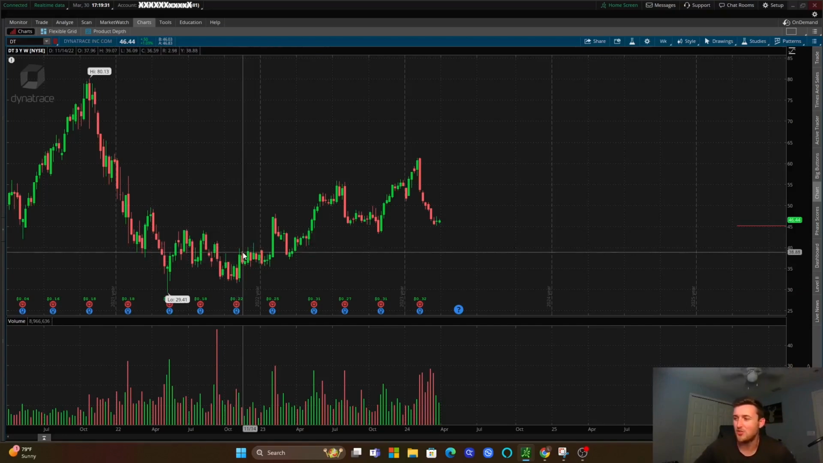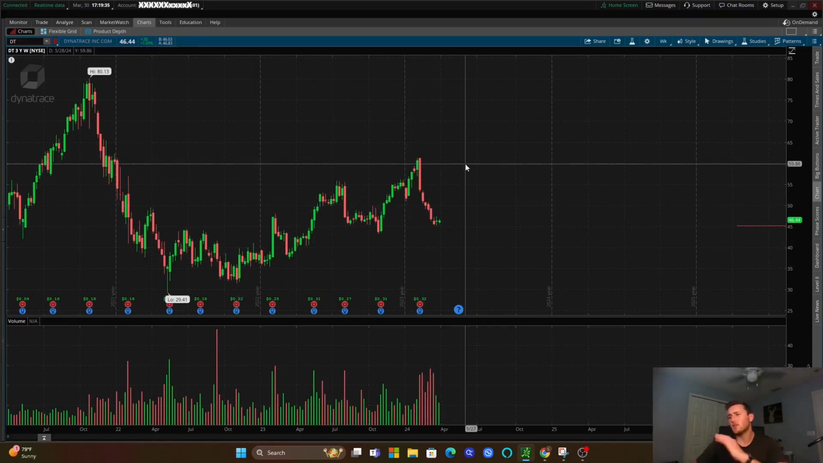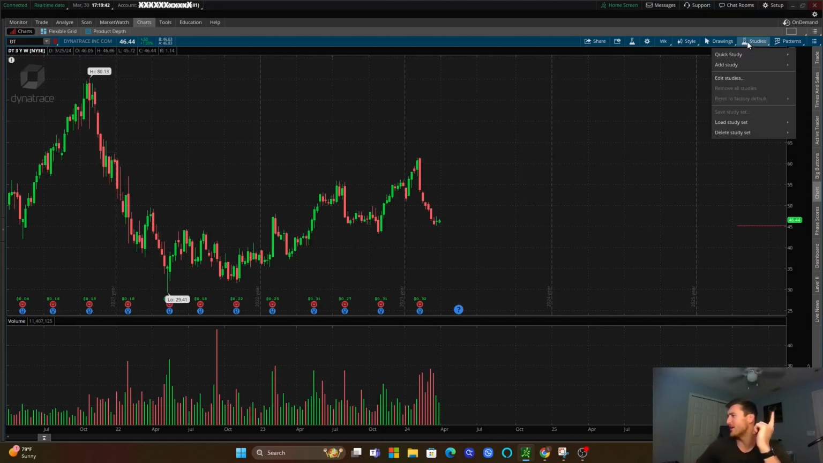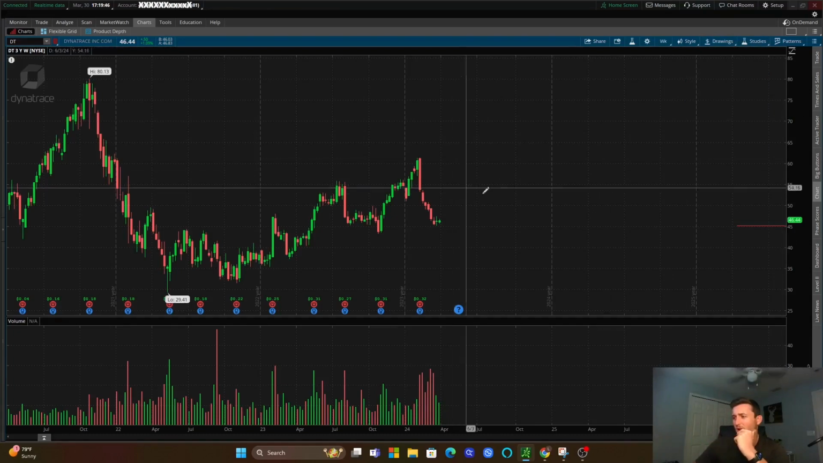We traded flat in 2022. In 2023, we're finally starting to recover a little bit here. So there's a few things that we need to identify first, and that is our support lines. And if you're on Thinkorswim, what you can do is go over here to drawings, drawing tools, and you can draw support lines.